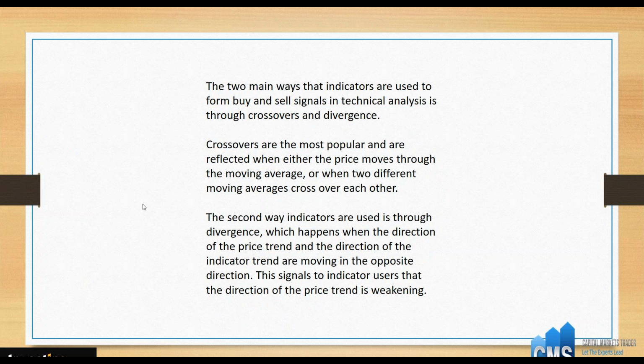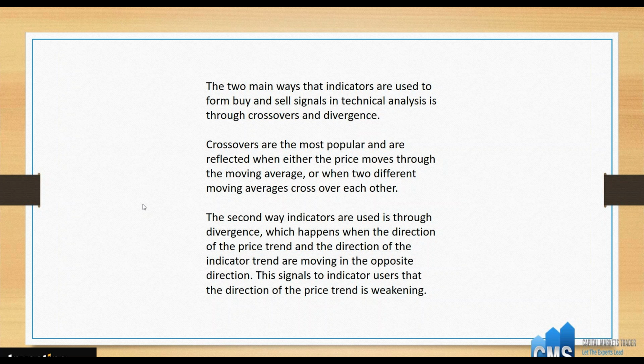Okay, the two main ways that indicators are used to form buy and sell signals in technical analysis is through crossovers and divergences. Crossovers are more popular and are reflected when either the price moves through a moving average or when two different moving averages cross each other. In other words, two simple moving averages put on your chart can cross over each other, and when they cross, they tell you to buy or sell.